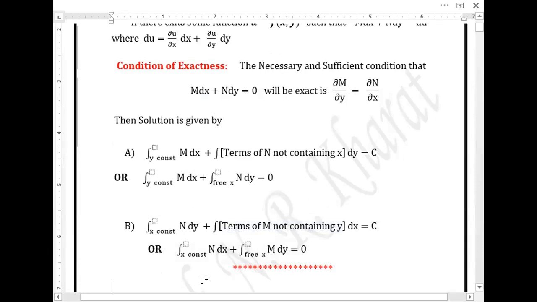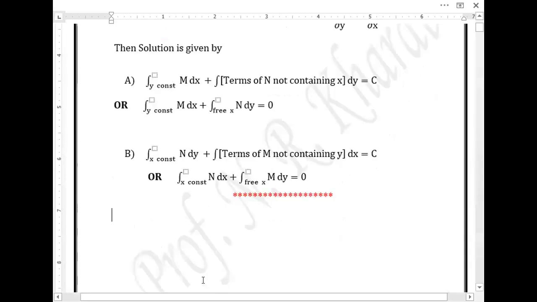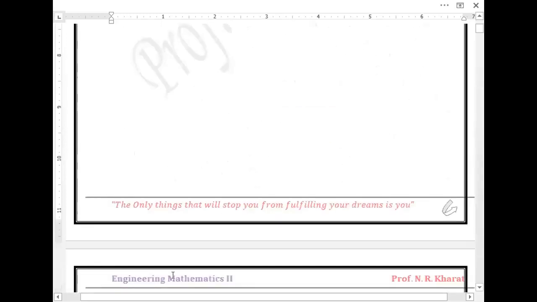So we will see how to find the general solution of the exact differential equation by some examples. We will move forward to find the solution of such differential equations.